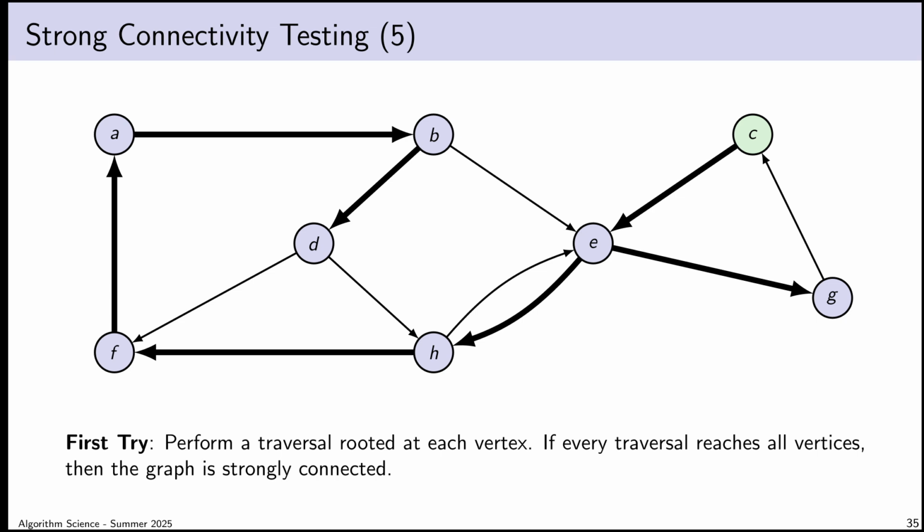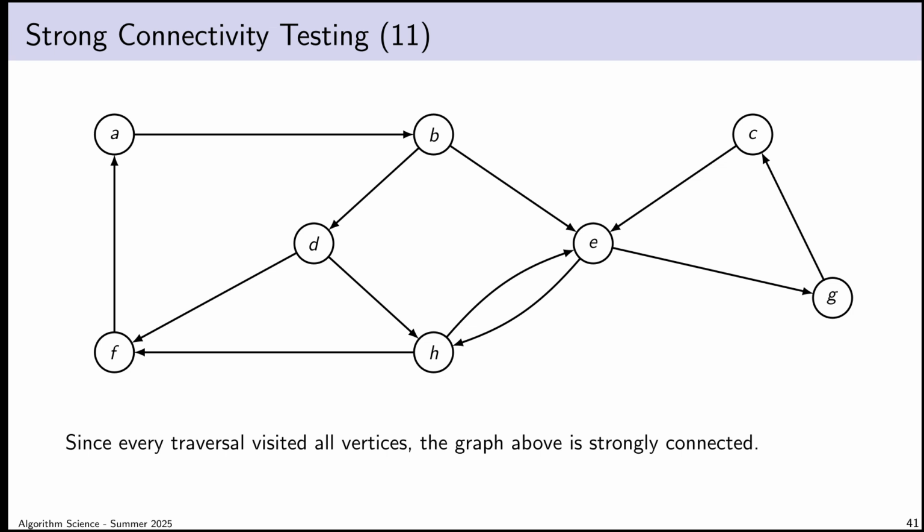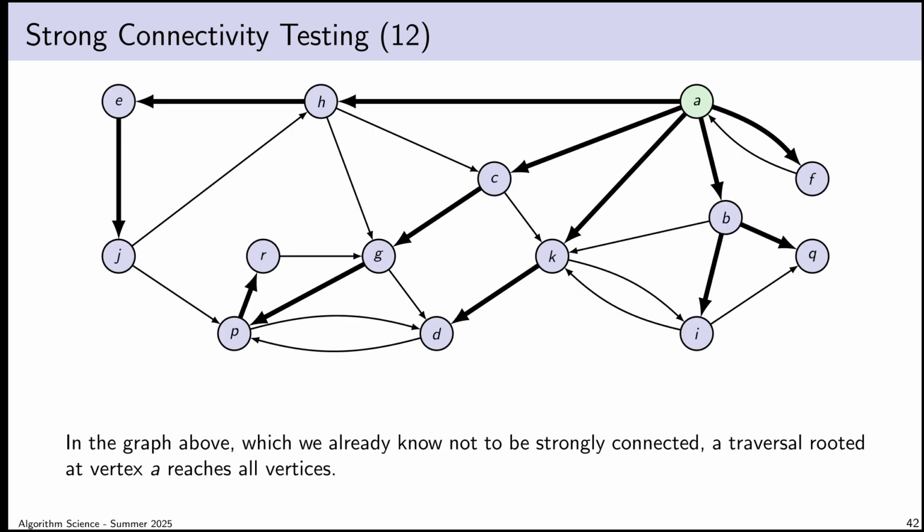All right, there's a traversal rooted at vertex C. Again, a decent amount of duplication. There's one at vertex D, there's vertex E, there's vertex F, there's vertex G, there's vertex H. Every single one of these traversals did reach every vertex, and therefore I can assert that the graph is strongly connected. Okay, so I guess before we talk about the running time, there's also a question of what about a graph that isn't strongly connected?